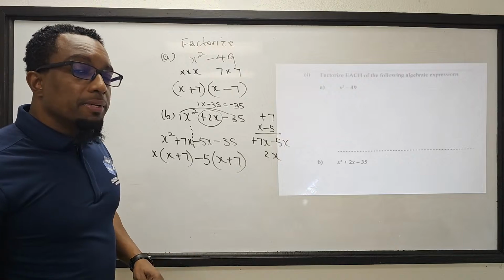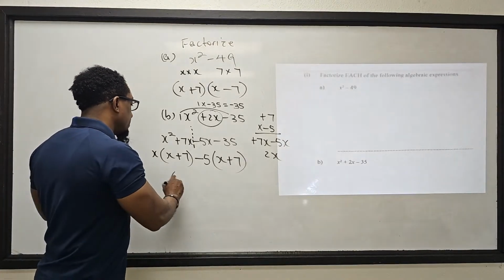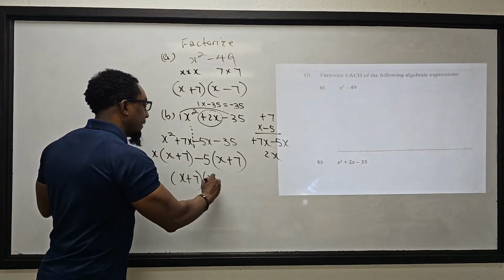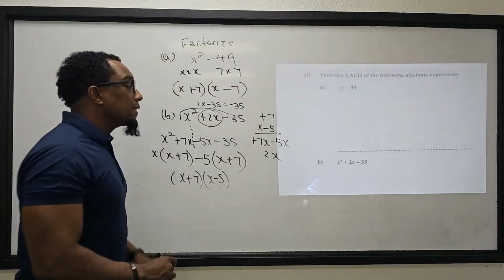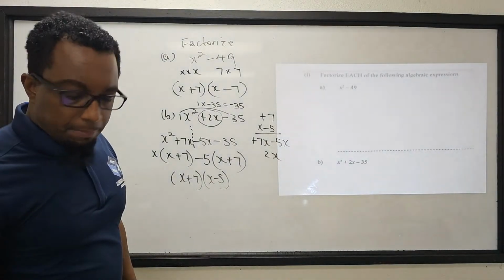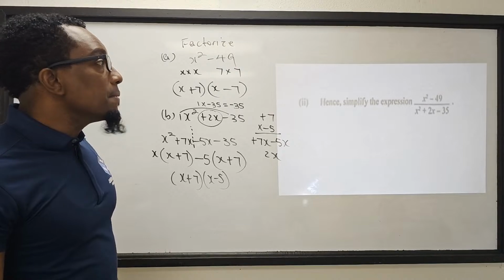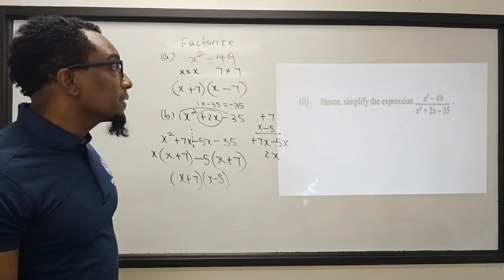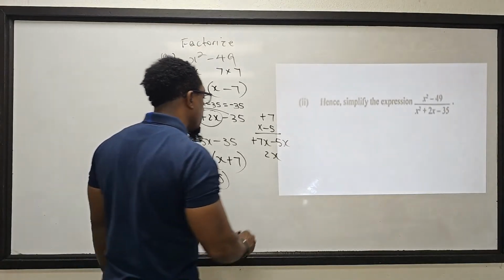So I know I'm on the right track. So I can take out x plus 7 and x subtract 5. So that's part A, part B. Now let's look at part C. Hence, simplify the expression. So what is to simplify that expression?